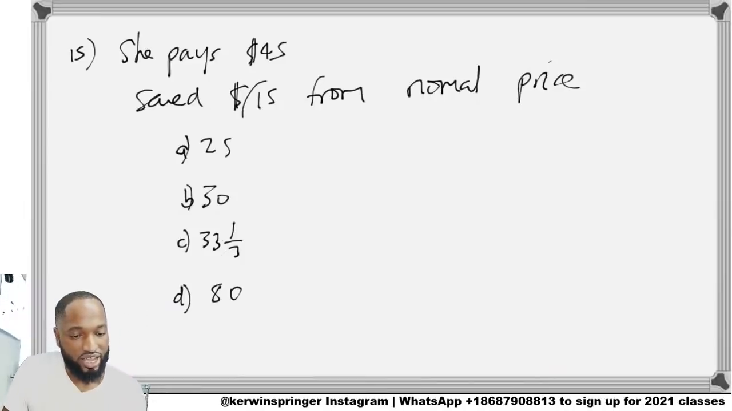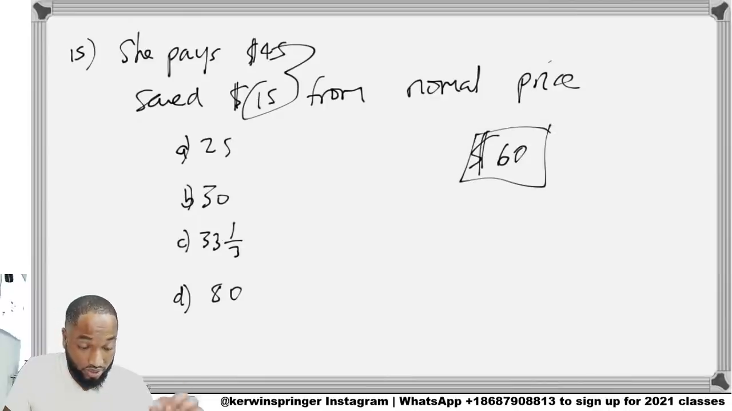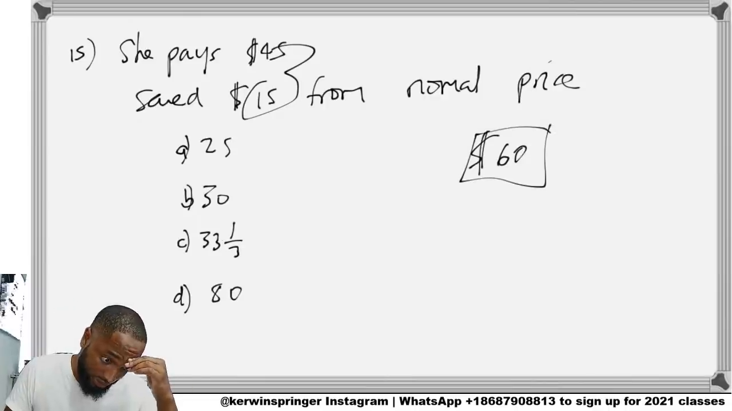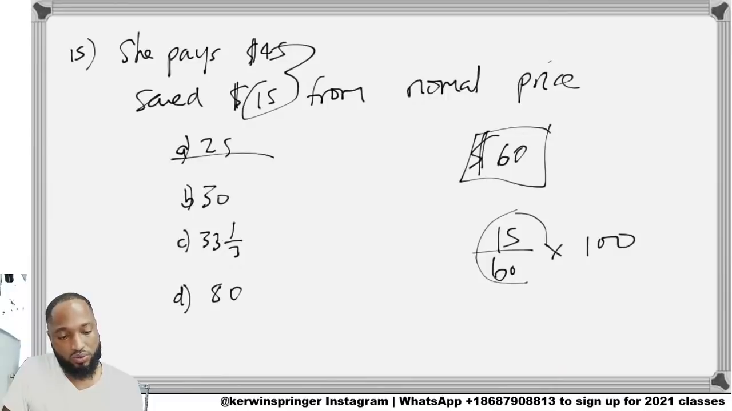So the answer here is add 15 to this and you would get 60. So 15 over 60, 25%. So 15 over 60, multiplied by 100. This is a quarter, so 25% is the answer. Move on with your life.